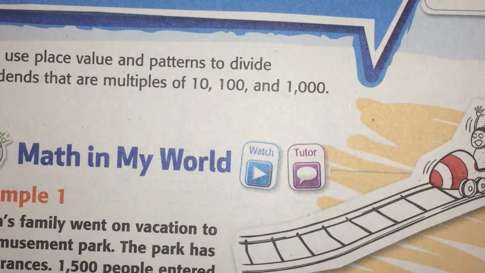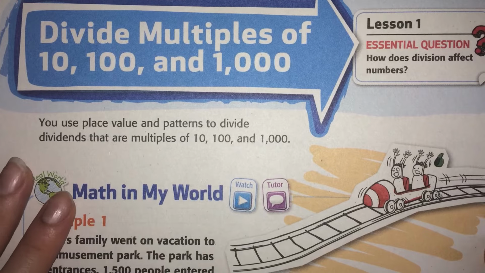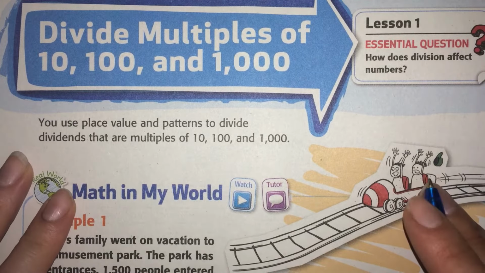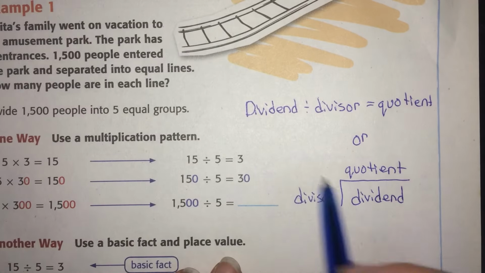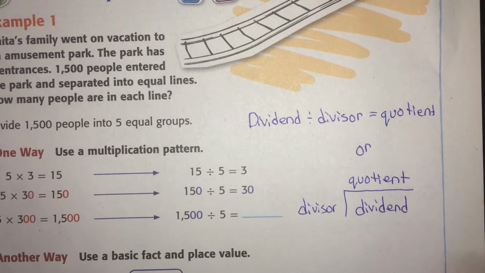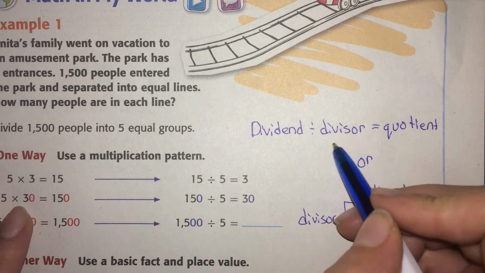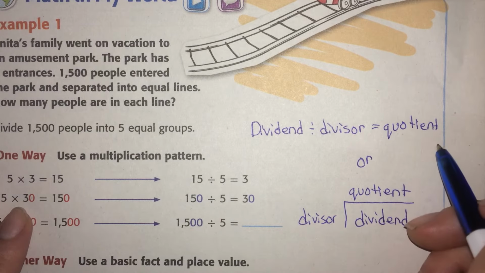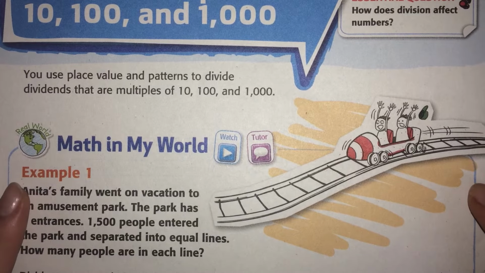So what is division? We'll talk about that in class tomorrow. But division is basically when you have a large number, which is called the dividend, and you want to divide it into groups. So the divisor is how many groups you need. And the answer is how many are in each group. So it's kind of the opposite of multiplication.